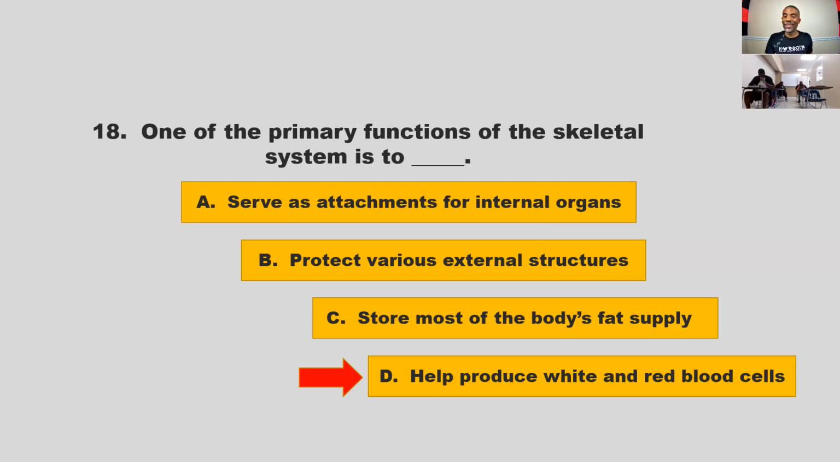Now, if you look at the question, one of the primary functions of the skeletal system, that's the skeleton inside, right? And somebody said that it protects various external structures. That means that my skeletal system would be protecting everything around me. What?